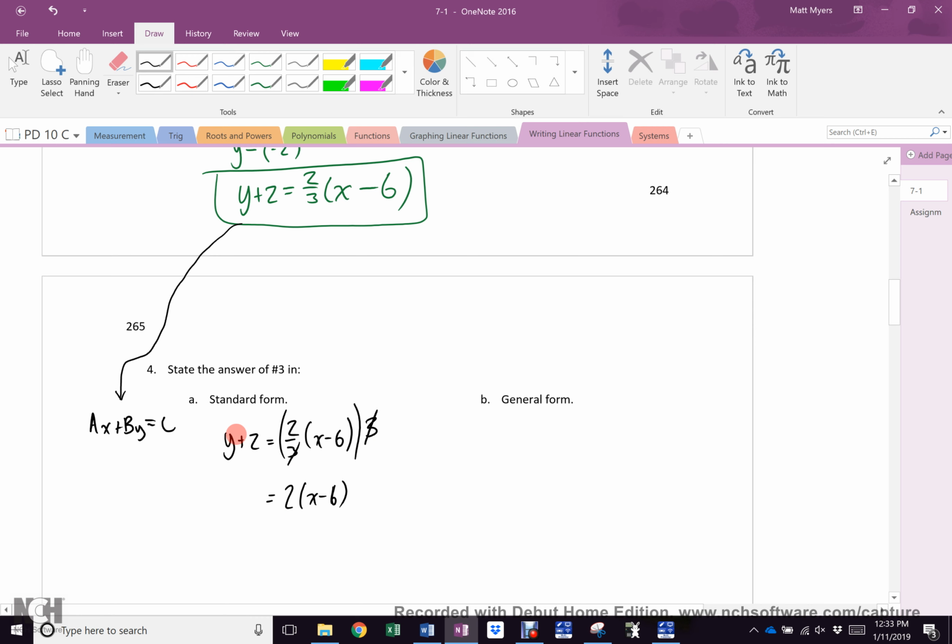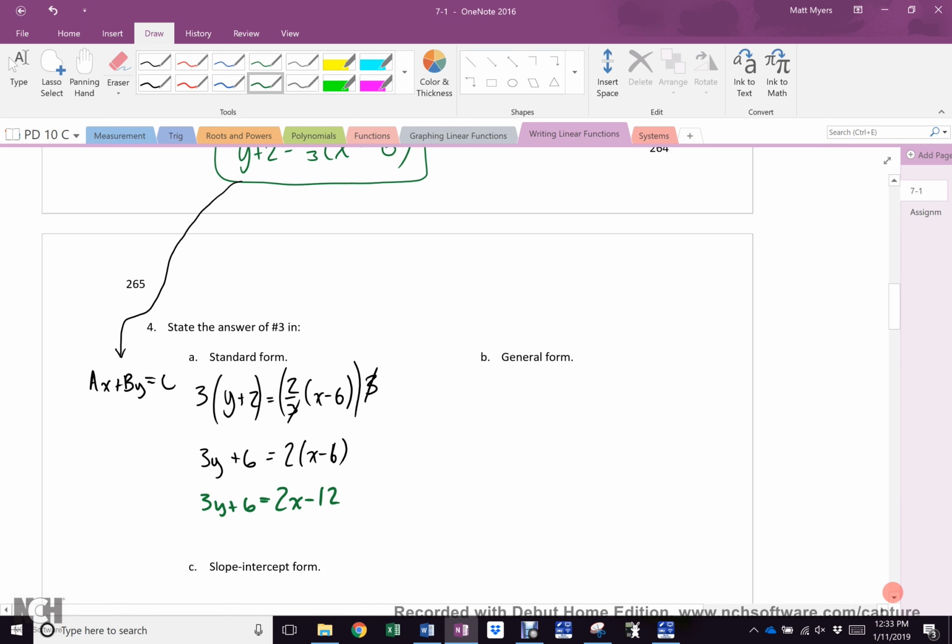What do I have to do to this side? Multiply by 3 to get 3y plus 6. Right? Now what must I get rid of? Brackets. 3y plus 6 equals 2x minus 12. Now what must I get rid of?